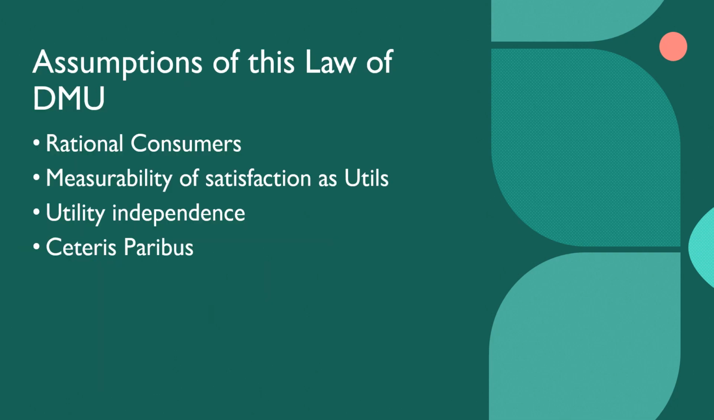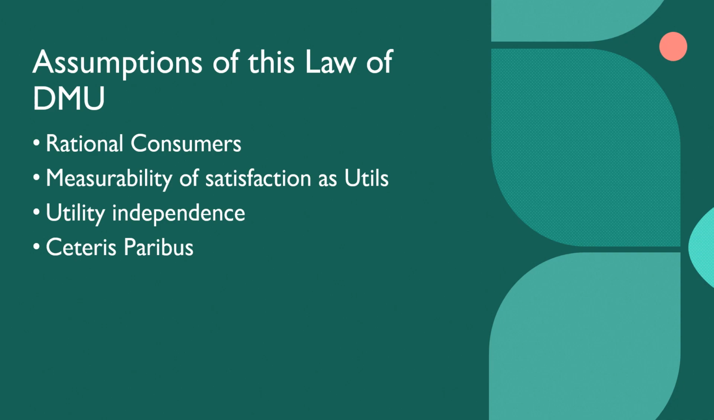As for the assumptions of this law, we assume that consumers are rational, meaning that they make choices that maximize their utility or satisfaction. Next is measurability: utility is assumed to be measurable, although it is difficult to quantify in practice. And utility independence, which means that the utility derived from one good or service is assumed to be independent of the consumption of other goods and services. This will be important while studying complementary or substitute goods.